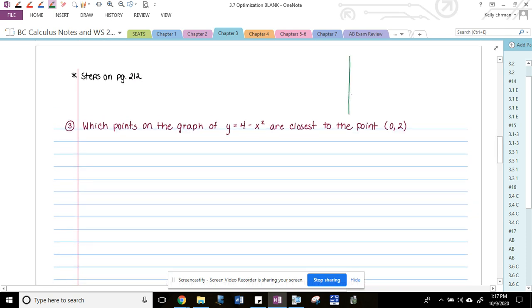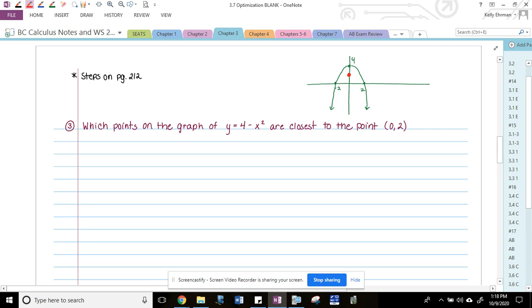Let's think about the graph. 4 minus x squared, so that's 4, right? Minus x squared means it's a parabola that opens down, and I know these zeros are happening at 2 and negative 2. Which points on this parabola are closest to the point (0, 2)? So here's (0, 2). Which points are closest?